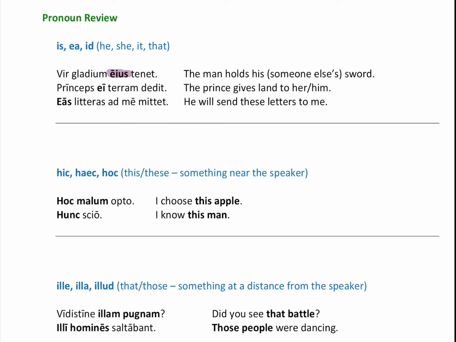Next one is princeps ei terram dedit. The prince gives land to her or him. Ei is in the dative form, so to her or him, here it's his. And eas litteras ad me mittet. He will send these letters. So here eas is modifying litteras. It means, which one? Which letters? These letters. It answers that adjective question. So they're both in the accusative. He will send these letters to me.